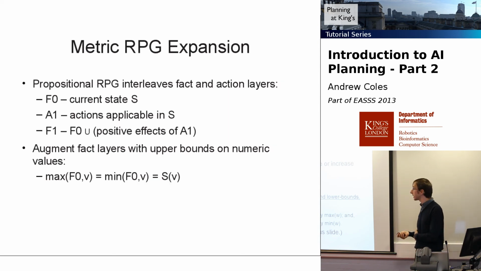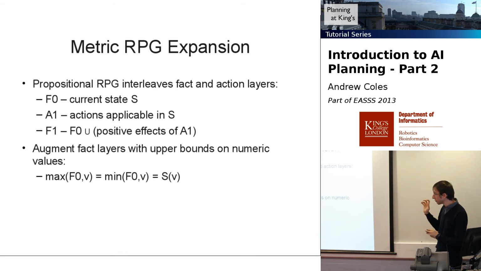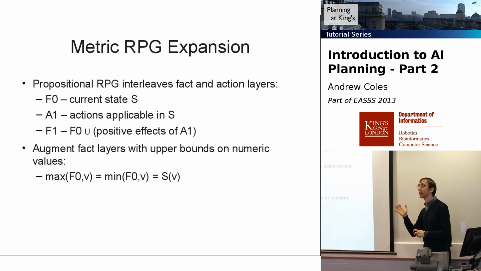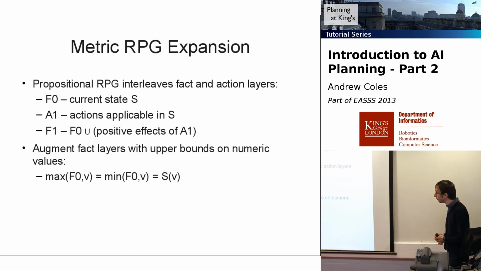So that's the relaxation. How do we actually get a heuristic from that? It requires a remarkably small modification to the relaxed planning graph that you already saw in the first half of this tutorial. Just to recap, in the propositional case, fact layer 0 is our current state, the state we want to find a heuristic value for. Action layer 1 is all the actions which are applicable in that state, so all the actions that are applicable in fact layer 0.